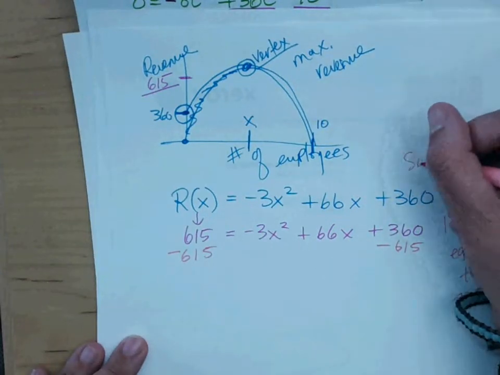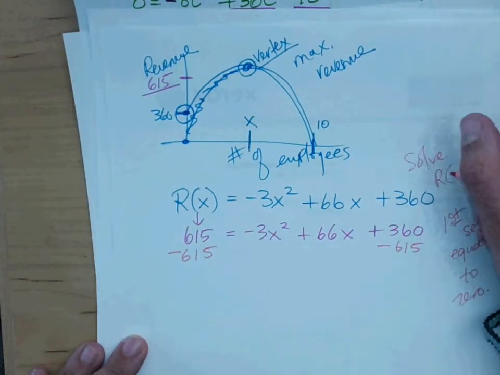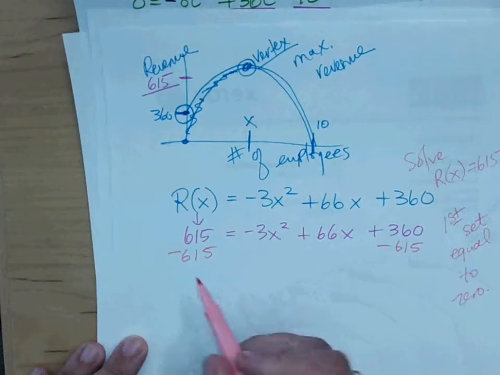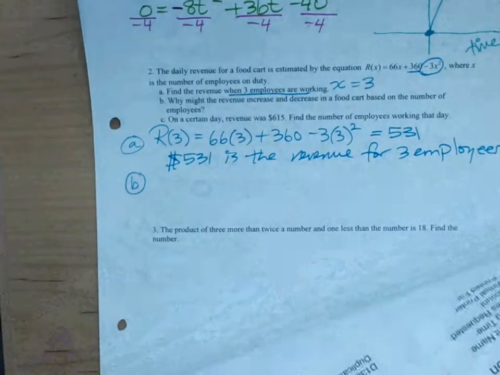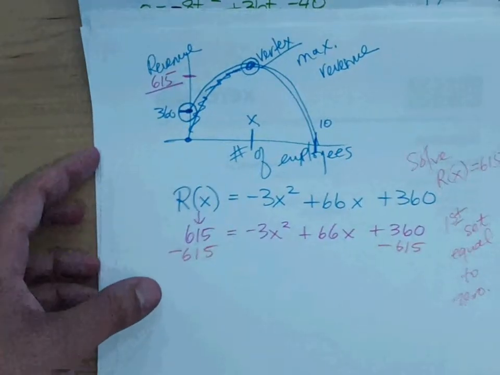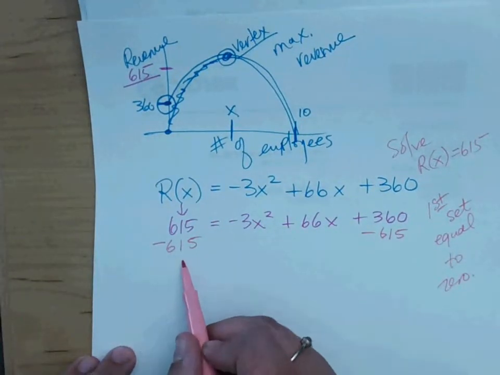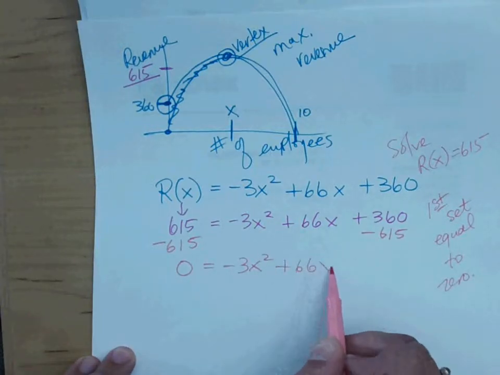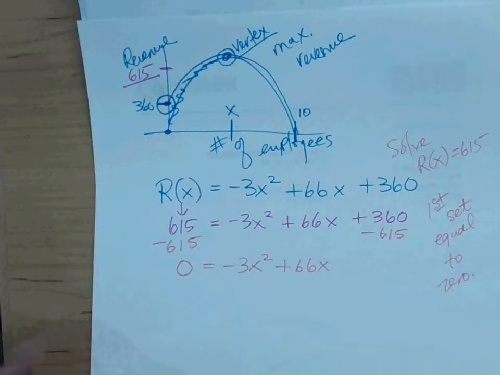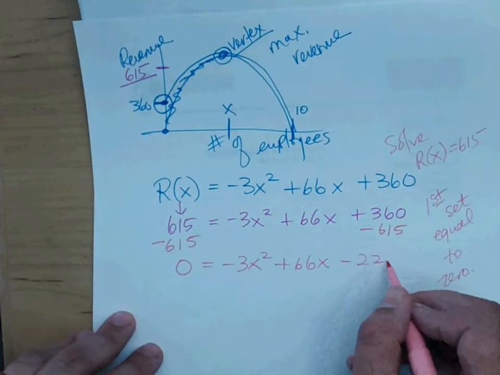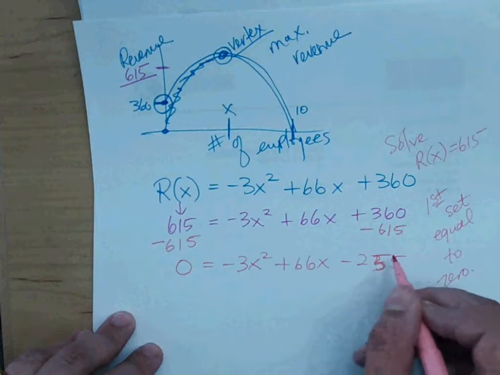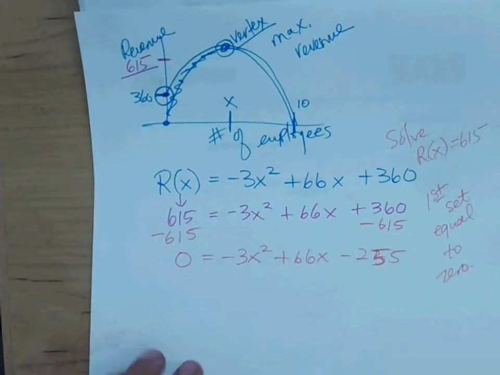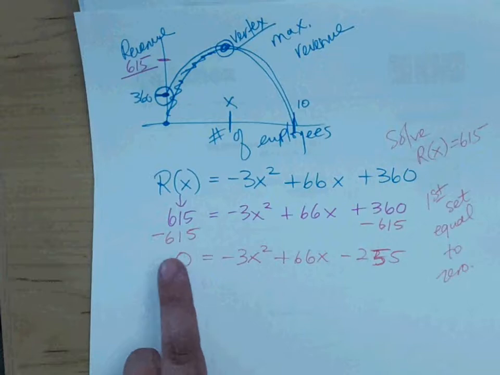Because we want to solve where r of x is equal to 615. So we plugged in the 615 because that was the revenue they were asking us about. Yes, 615 was the revenue. Okay, so the first thing I'm going to do is set it equal to 0. Why 0? Does anybody know what that is? Yes, negative 255. Oops, 55. That would make a difference. Does anybody remember why we're setting it equal to 0?